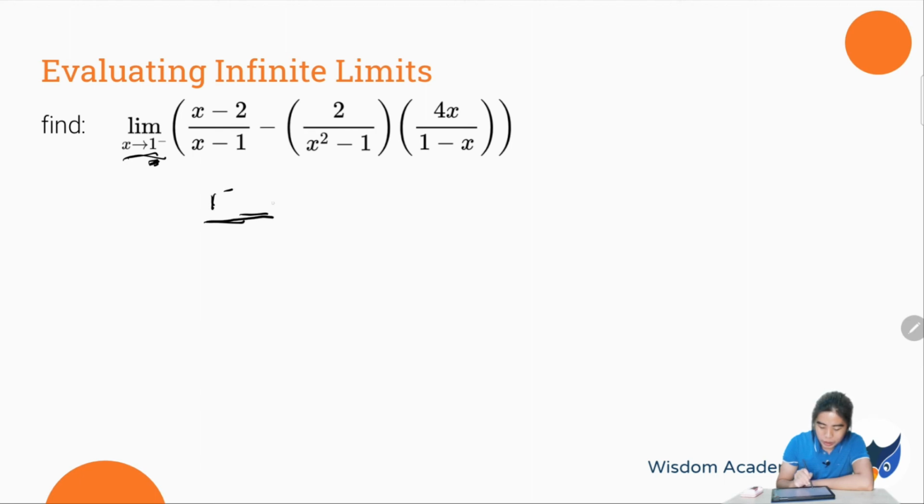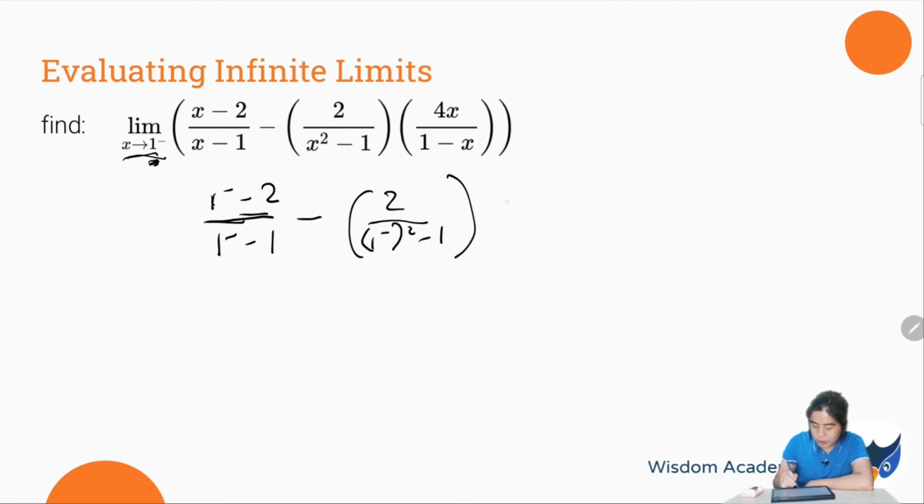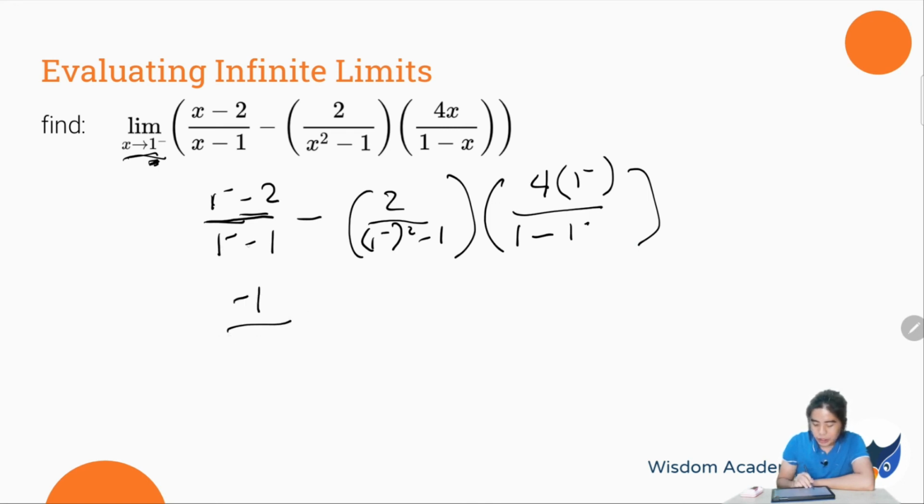So, ganito yung gagawin nyo. 1 to the left minus 2 over 1 to the left squared minus 1 times 4 times 1 to the left over 1 minus 1 to the left. Okay? Solving this, we can get negative 1 over 1 to the left minus 1. So, isipin natin to na as 0.9 minus 1. So, negative 0 siya. So, 0 to the left.